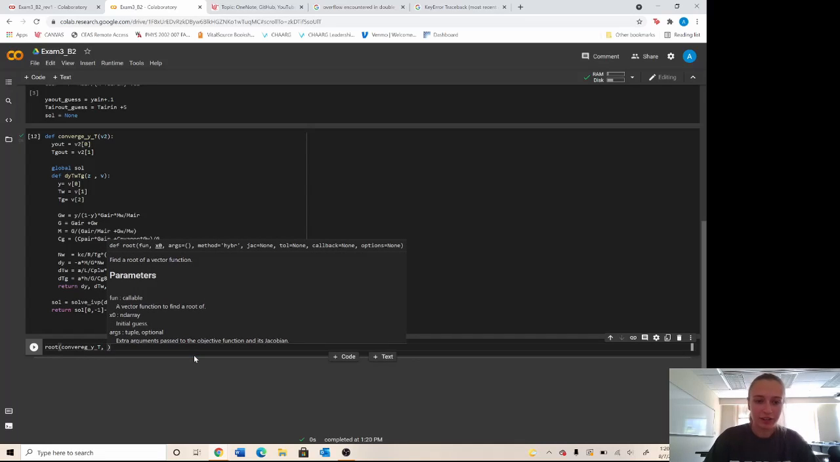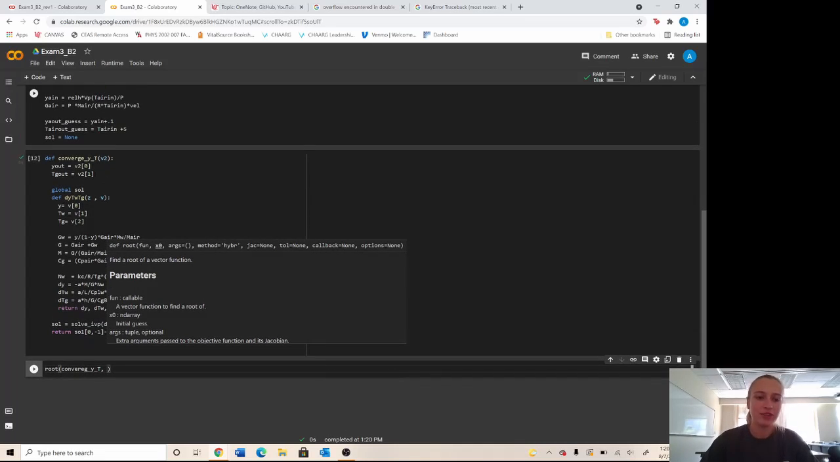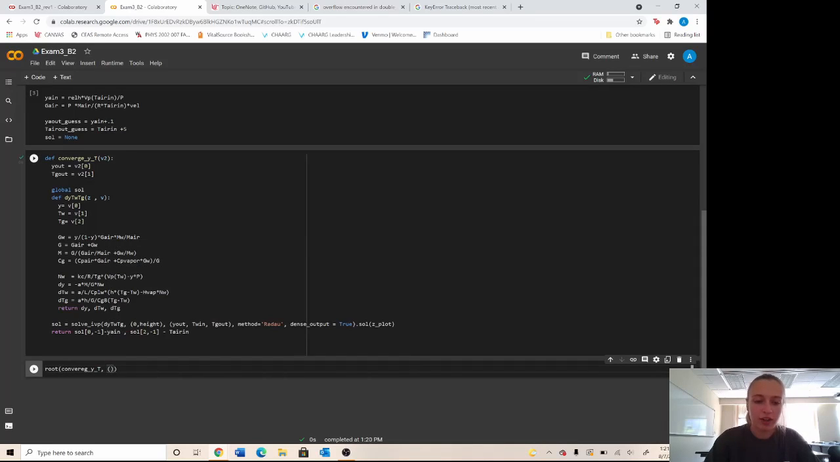and then we need our initial guesses. So we're going to use the initial guesses for the mole fraction coming out and the temperature of the air going out that we did above. So we're going to do that here. So our initial guesses are y a out underscore gas and t air out underscore gas.